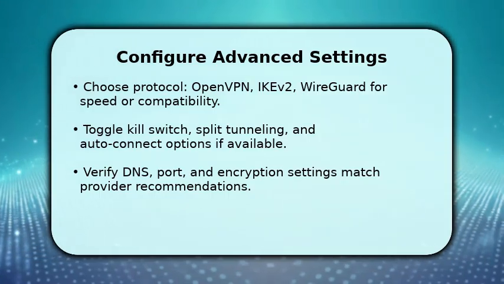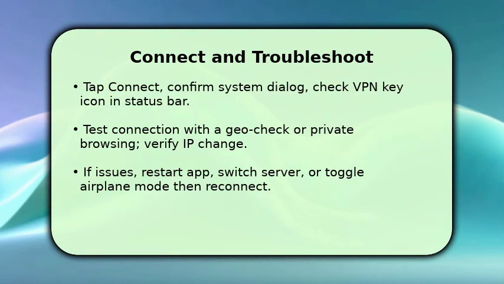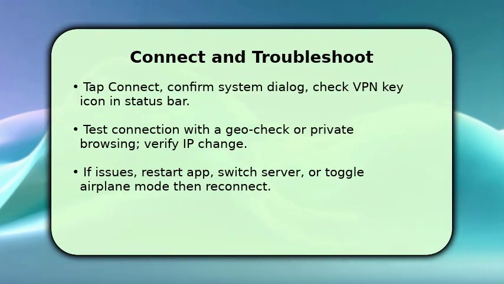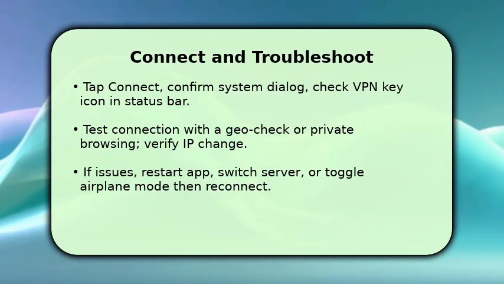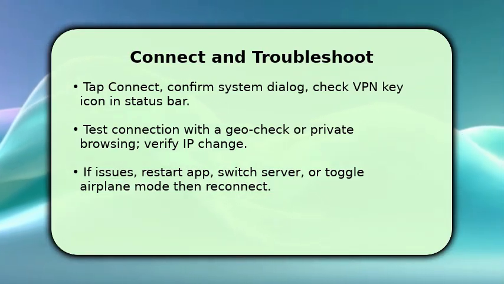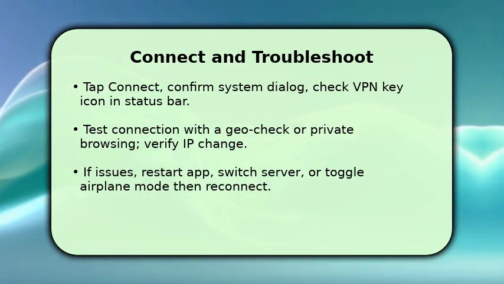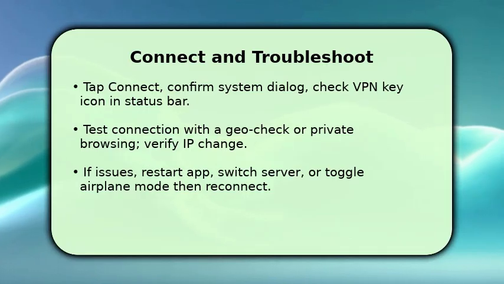You're at the finish line. Tap Connect and accept the system permission prompt so Android allows the VPN to run. Check for the VPN icon in the status bar, then verify by visiting a geo-check site or using private browsing to confirm your IP and location changed.